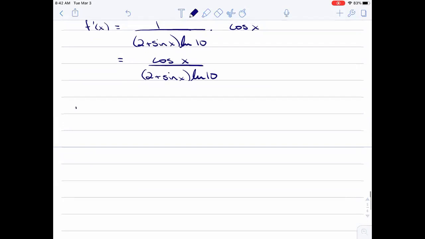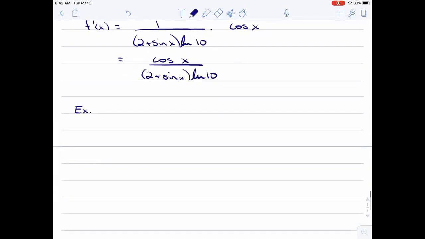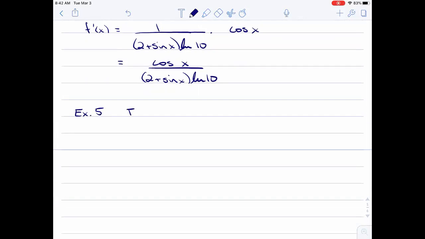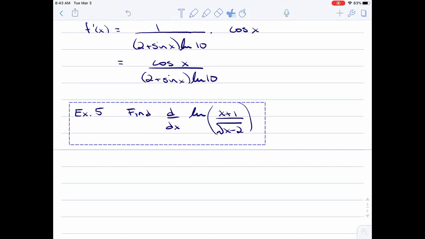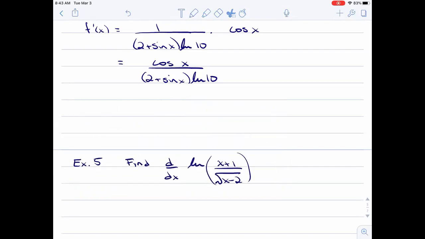Okay. How about example 5? What if we have to find d/dx of the natural log of x plus 1 over the root of x minus 2? Now you've got the natural log on the outside, but you've got a quotient rule on the inside. I don't really see an easy way around that quotient rule, so may as well just deal with it. I'll let you guys try that one while I move to the next page.